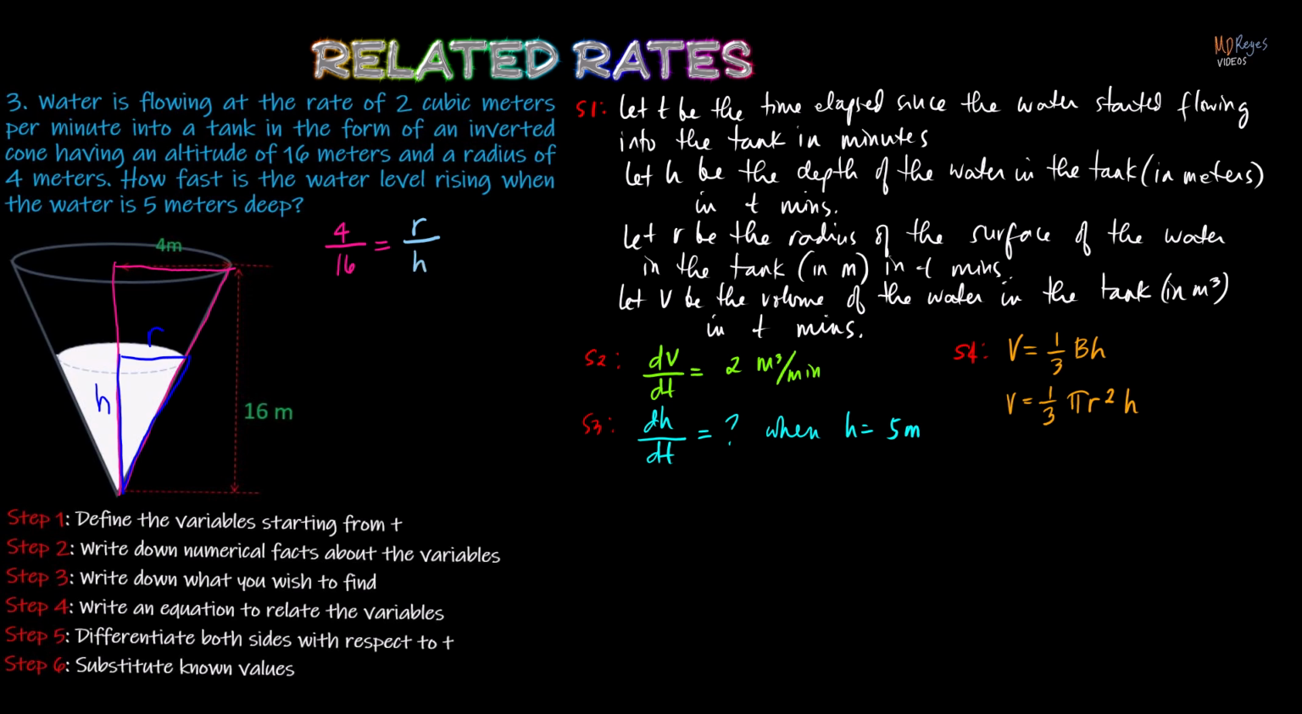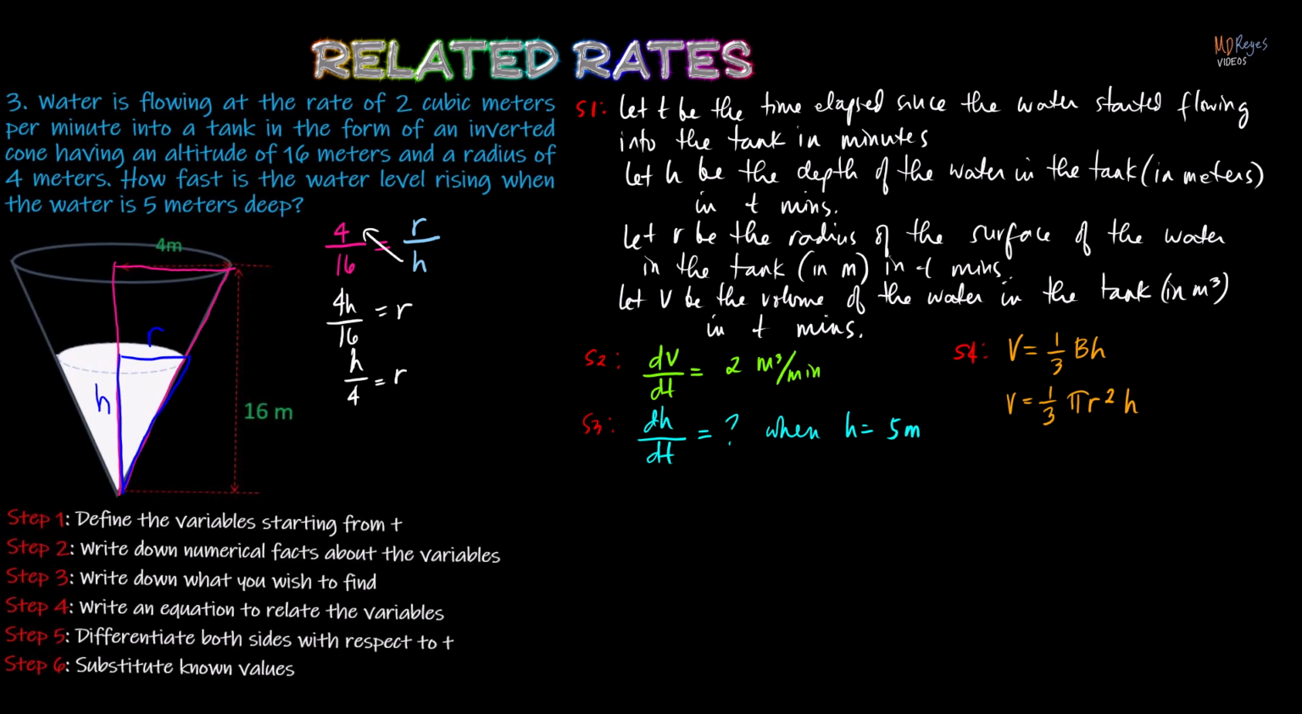So we now have an equation that involves r and h only. This is the relationship between the two variables. From this proportion, we can write one of the variables in terms of the other. Our problem in step 4 is r, because we do not have dr over dt given in the problem. So we want to eliminate r in the equation. We'll write r in terms of h by cross multiplication. Multiplying 4 and h, we have 4h over 16 equals r, or h over 4 when simplified. So h over 4 equals r.